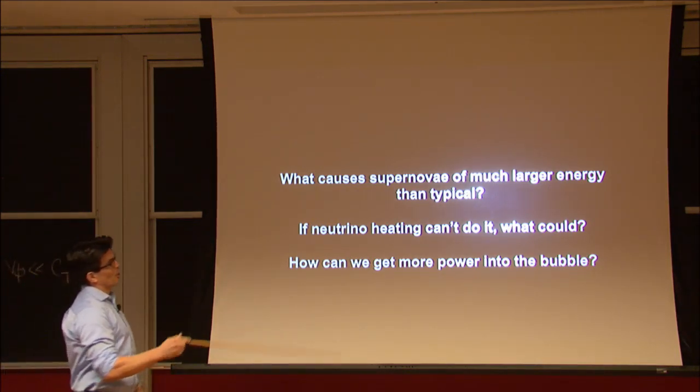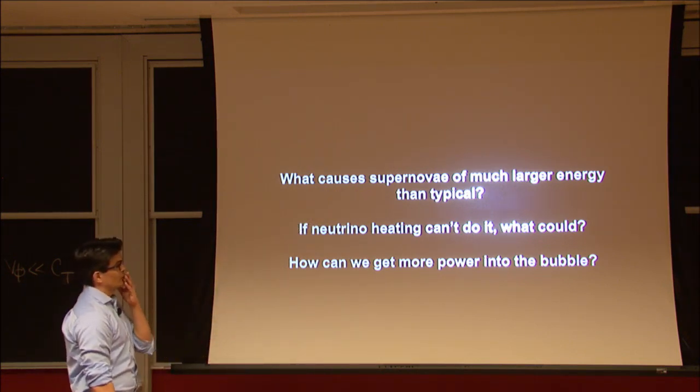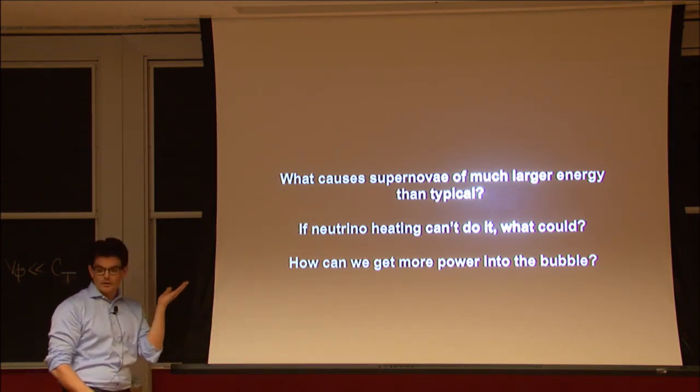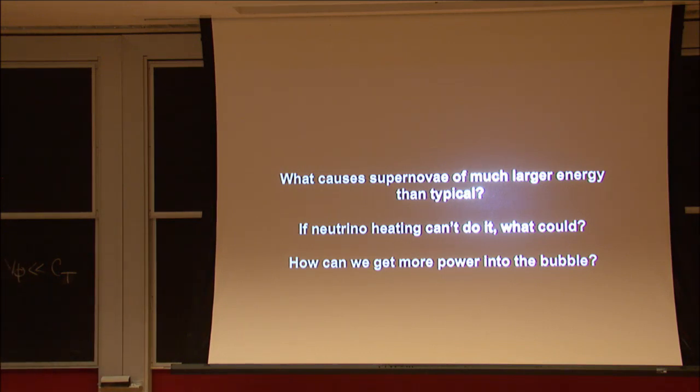So what causes supernovae of much larger energy than typical? If neutrino heating can't do it, what could? Well, you know, the jury is not out on neutrino heating. There are some contexts in which things could be done, but I remain very skeptical that you're ever going to be able to power 10 to the 52 erg explosions. So how do you get more power into this bubble? How do you get more energy into a wind-blown bubble?